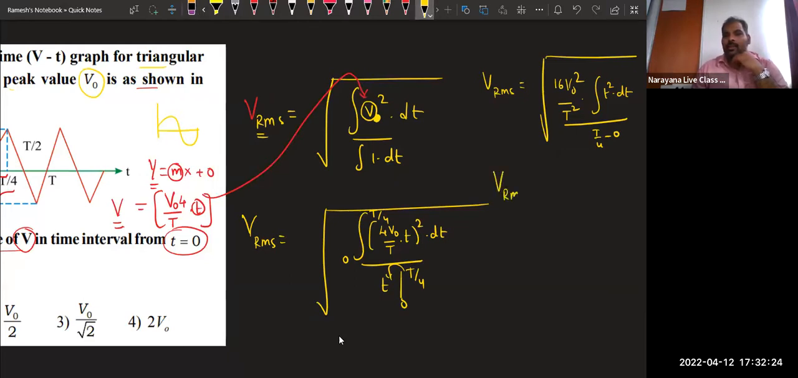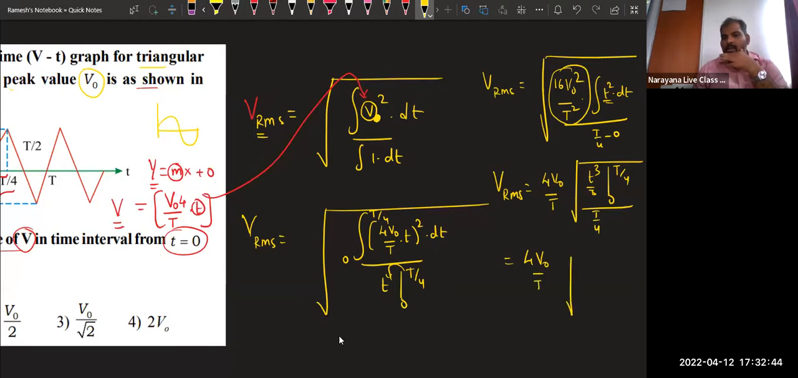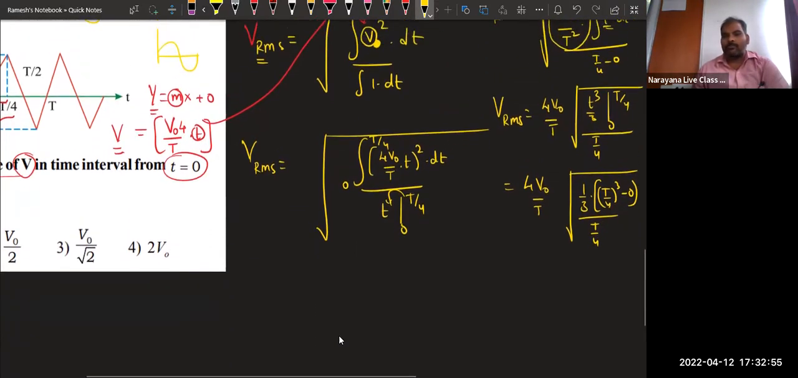Then if you simplify, RMS voltage, how much? This total thing will come outside, na? 4 V naught by capital T and under root of integration of t square, how much? T cube by 3 from 0 to T by 4, divided by T by 4. So 4 into V naught by T and under root of 1 by 3 into T by 4 whole power 3 minus 0, and whole divided by T by 4.